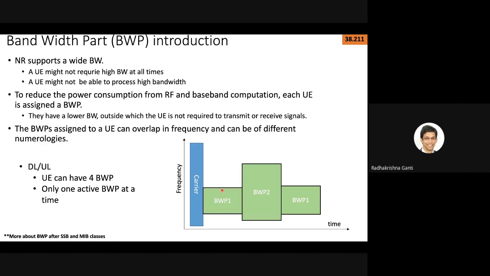So essentially, what is bandwidth part? Bandwidth part is the allowable bandwidth in which the base station serves the UE, and the UE transmits to the base station in the uplink. Okay, does that make sense? Any questions?